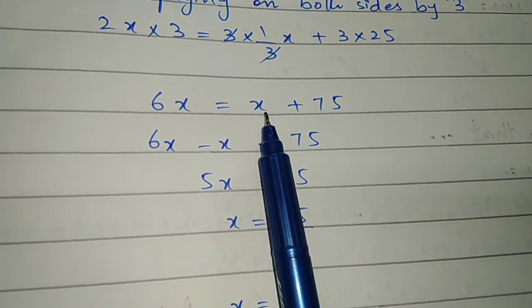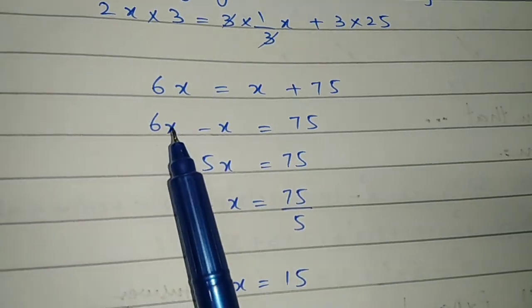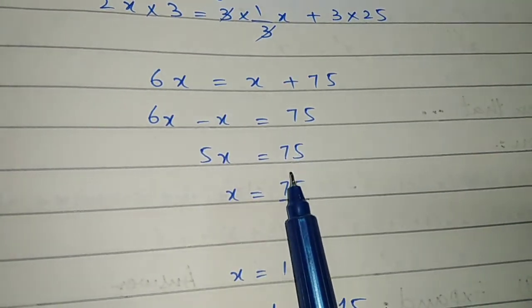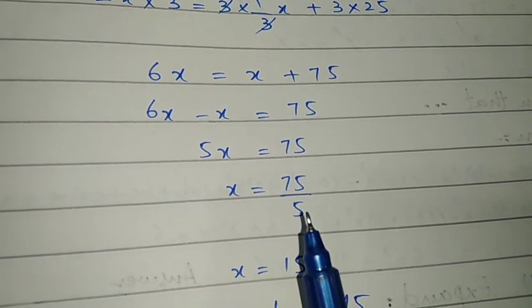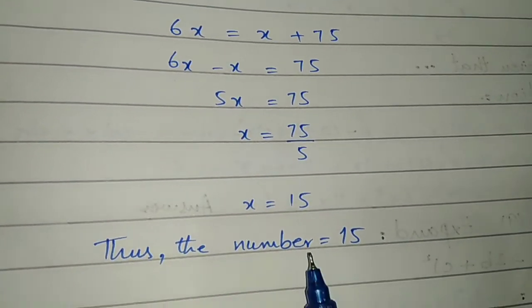Now this x will become negative on the left hand side. 6x minus x equals to 75. 6x minus x, that is 5x equals to 75. Now 5 is going to be divided by 75 and we will get x is equals to 15. So thus the number is 15.